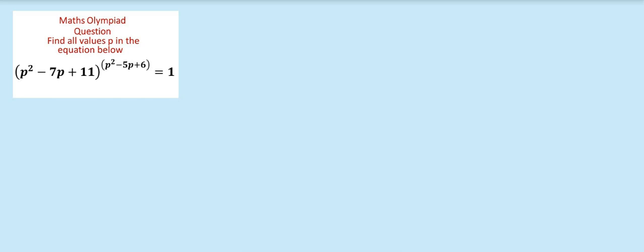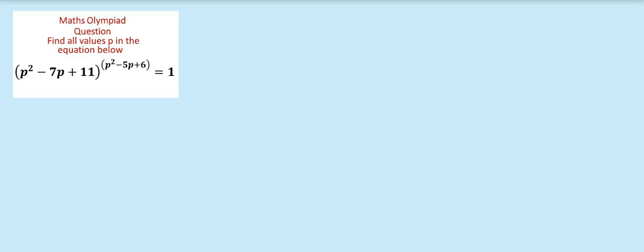I want to solve this nice exponential question. This question is also a math Olympiad question. Now I want to solve for P, where the values of P, if substituted into the left hand side, I must get 1.